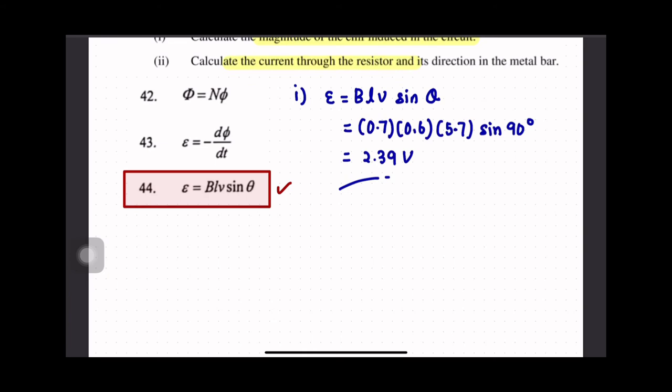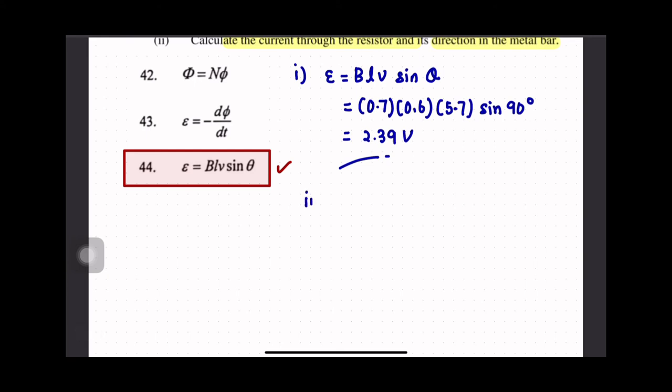Calculate the current through the resistor and its direction in the metal bar. Okay, so kita calculate current. Biasalah, guna Ohm's law. V is equal to IR. So, V ni kita gantilah sebutan induced EMF lah. Okay, so induced EMF is 2.39. I nak cari, resistor dia 5 ohm. So, I is equal to I induce lah. Ni kita panggil I induce. I induce is equal to 2.39 divided by 5. So, get 0.47, 0.48 ampere. Okay, so arah dia ke mana?